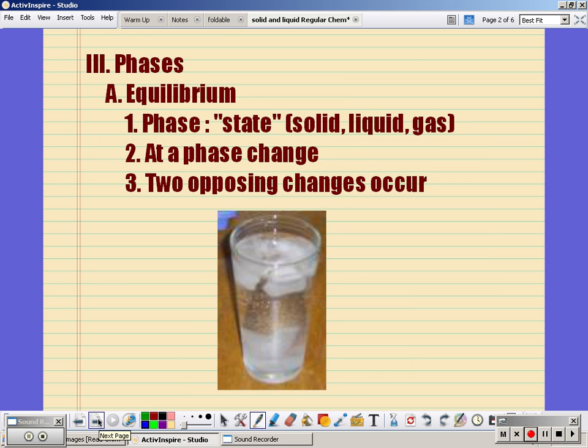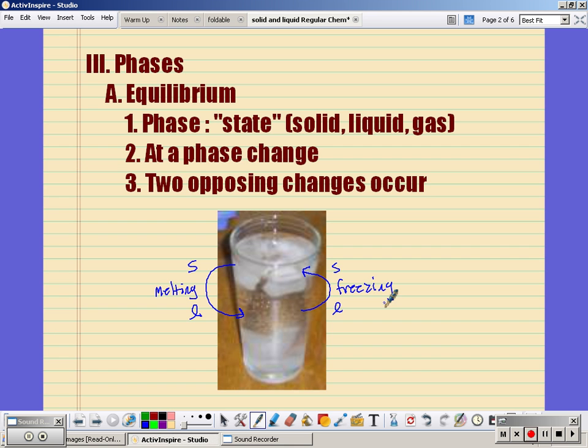Phases. Phases exist in equilibrium. In other words, we have two phase changes occurring at the same time, and they're opposites of each other. So in my glass of water, I have ice turning into liquid water. So I have solid going to liquid, and we call that melting. But at the same time, some of my liquid hits the cold ice cubes and goes back from liquid to solid, which we call freezing. So I have the two opposing changes, melting and freezing, occurring at the same time.